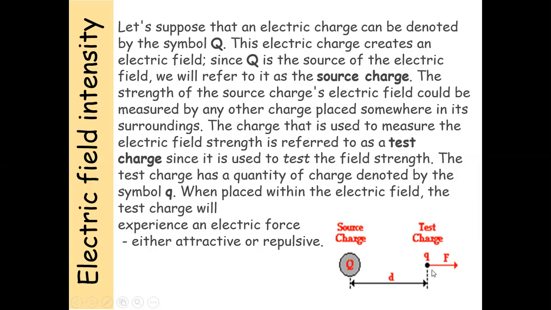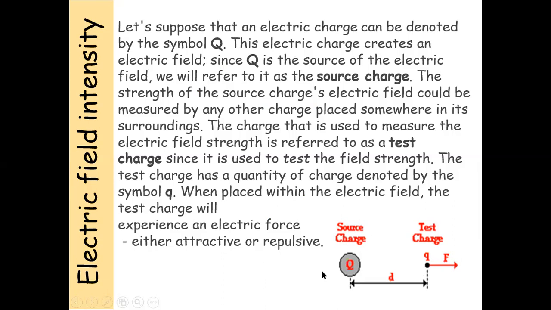A test charge is brought near to it. In this case, the force is a repulsive force. Suppose the charge is q, that is a positive charge, and a small test charge is also brought in the field of the source charge. It will experience a repulsive force. This electric force will be the measure of the electric field strength at this point.